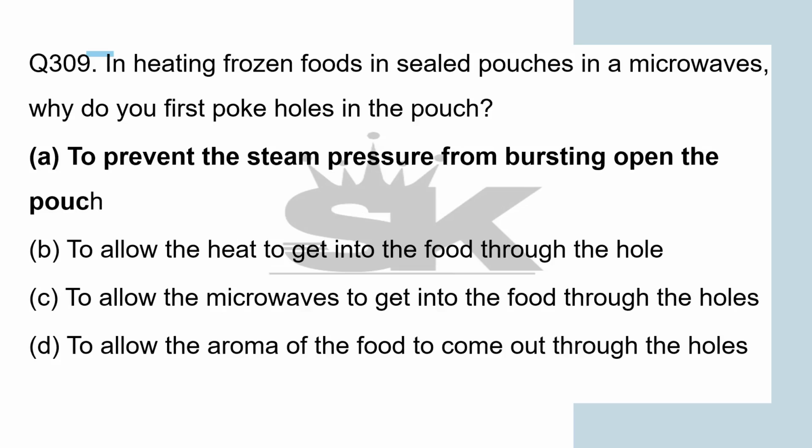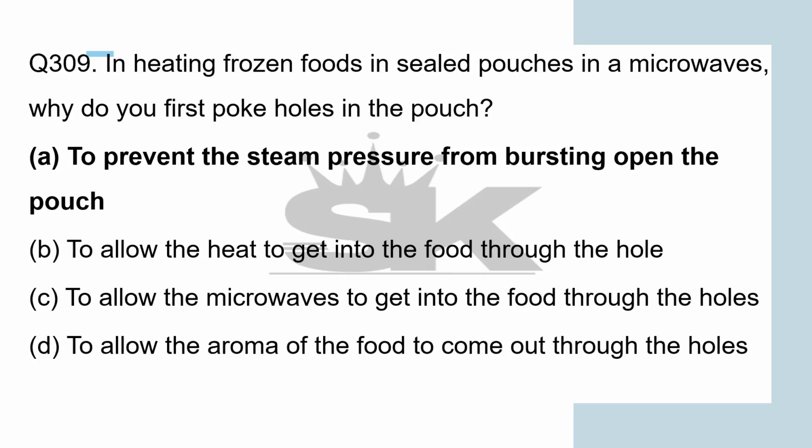It is to prevent the steam pressure from bursting open the pouch. In heating frozen foods in sealed pouches in a microwave, first poke holes in the pouch to prevent the steam pressure from bursting open the pouch. Anything in a tight skin or shell can explode in a microwave because the water inside can expand and burst through. It is for this very reason that before microwaving, the skin of potatoes should be pricked.